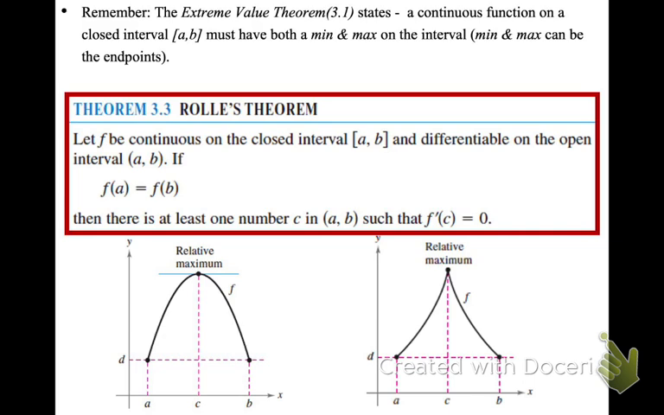So what does it mean for f prime of c to be 0? That means it is a what kind of a number? Critical number. Okay, so if f of a equals f of b, there has to be at least one point where the derivative equals 0 between that a and b.